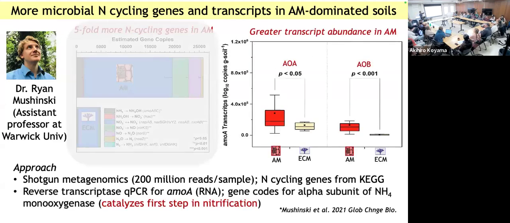And then Ryan additionally went out and he wanted to look at the transcripts to see if the genes were then informing and inducing the production of, this is ammonium oxidizing archaea and bacteria on the left and right. And what he found is there are more transcripts being produced in the AM dominated plots than the ECM dominated plots from the ammonium oxidizing archaea and the ammonium oxidizing bacteria. So these are the ones that are actually doing the ammonium oxidation, very different in these AM and ECM systems. Again, these are just for the bacteria.